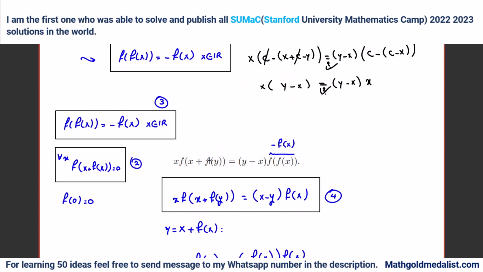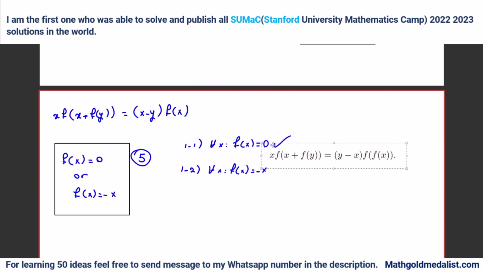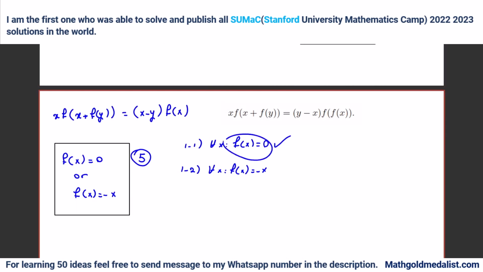Let's work with the main equation, this one. If f of x is 0, then this is 0, this is 0, and 0 is equal to 0. If f of x is equal to negative x, let's check, is it okay or not? We want to check this function, f of x is equal to negative x, okay? Can you tell me f of y would be what? Look, for all x, f of x is negative x, so it's not important whether it's x or y. F of y is what?